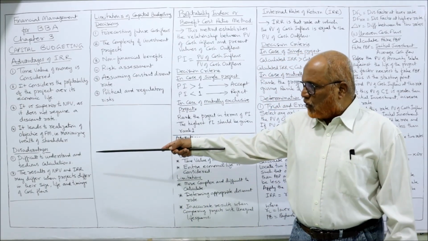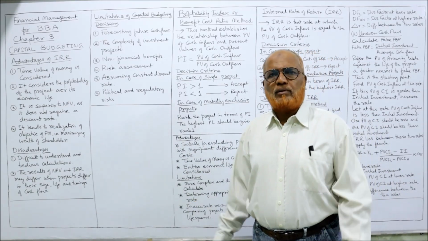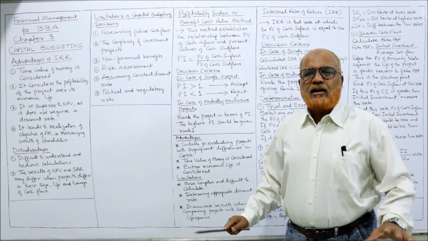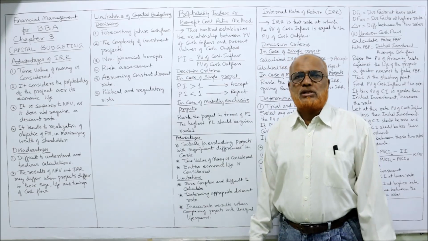So four advantages and two disadvantages. Apart from that, many more are there. But if you remember these two, that will be enough. This is the end of all the techniques of evaluating capital budgeting proposals.